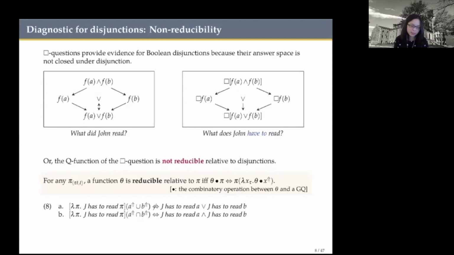In contrast, John has to read A and B can be reduced into the conjunction of these two atomic sentences. This contrast also shows us that we're not able to use non-reducibility to validate whether we have Boolean conjunctions in the Q domain of the question. And therefore, we need a separate set of evidence to rule in Boolean conjunctions.